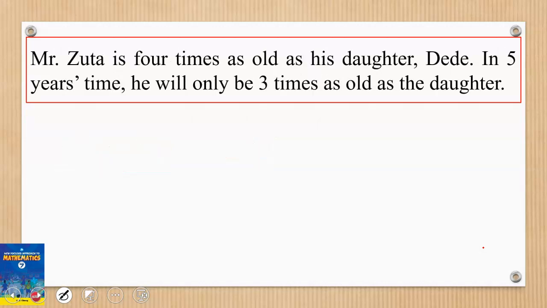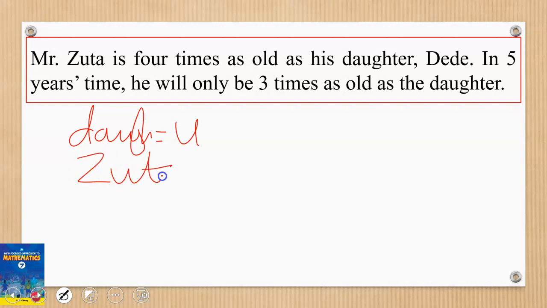Okay, let's do the last one. Mr. Zuta is 4 times as old as his daughter. Again, we don't know his age, but he is 4 times as old as his daughter. So if the daughter is, let's say, u years, then Mr. Zuta will be 4 times u. Beautiful.